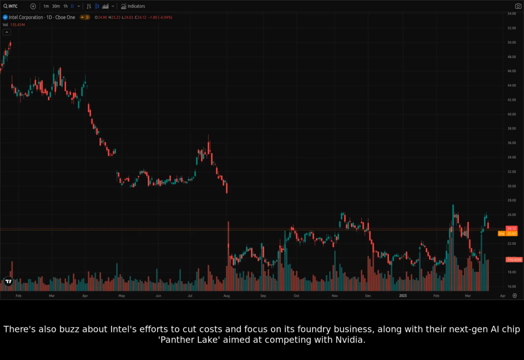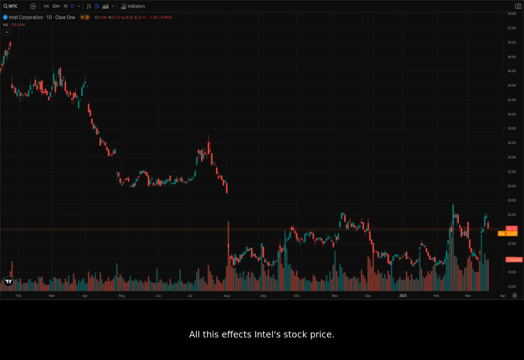There's also buzz about Intel's efforts to cut costs and focus on its foundry business, along with their next-gen AI chip, Panther Lake, aimed at competing with Nvidia. All this affects Intel's stock price. Let's switch to the one-day chart and see how this is reflected in the stock's recent price action.